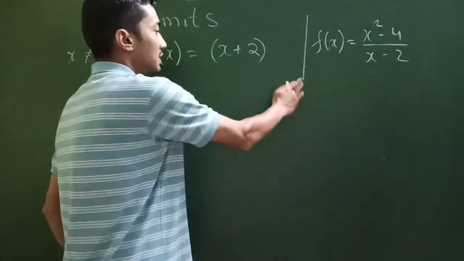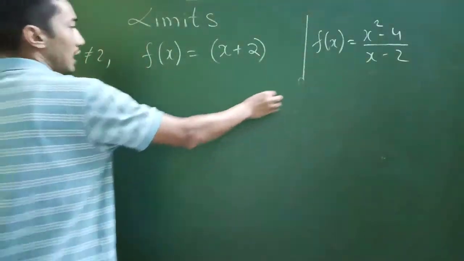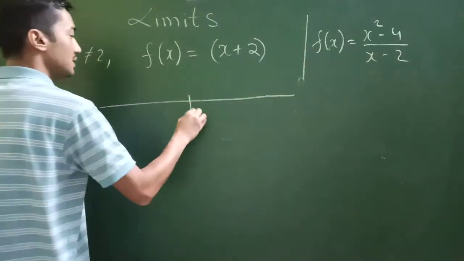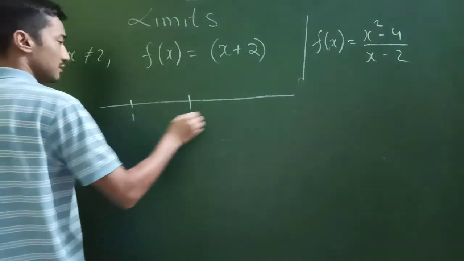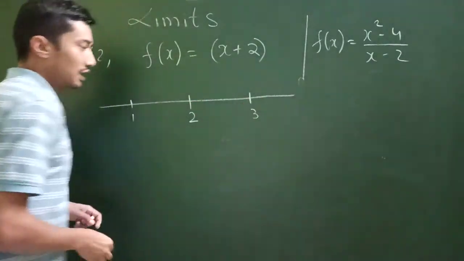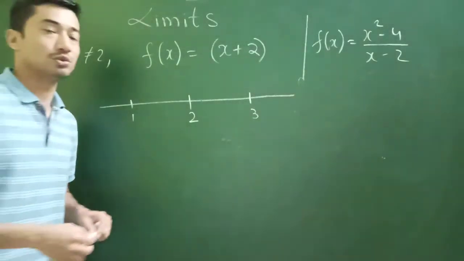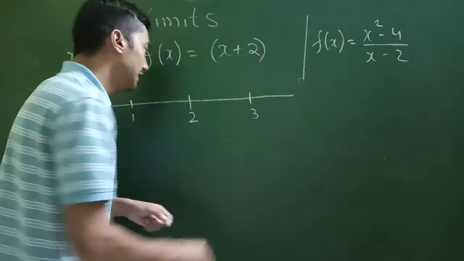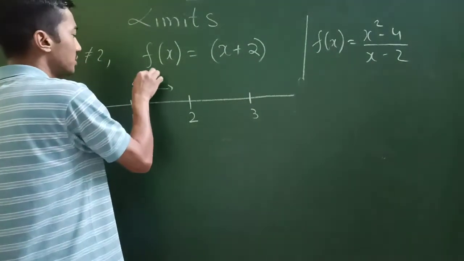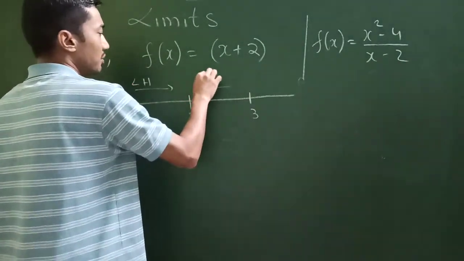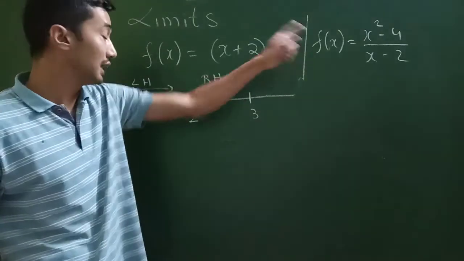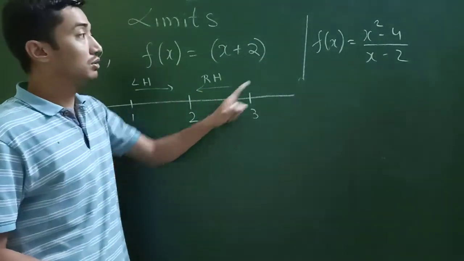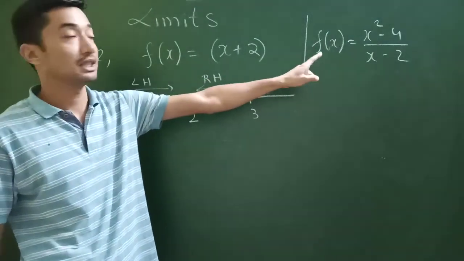Now at x not equal to 2, see, on the number line there are two ways. There are two ways to approach the value 2, that is one from the right hand side and the other from the left hand side. That is, from the left hand side we can approach 2, and from the right hand side also we can approach 2. But we know that this function at x equal to 2 is not defined. The first function, that is x minus 2.